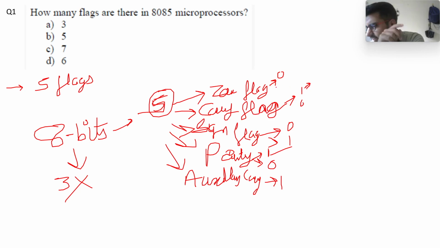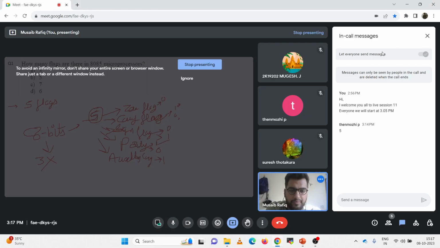And the zero flag, I think, let me just check. I am getting confused here. Okay, I think if the contents of the accumulator are 0, the zero flag is 0. Otherwise, it's 1. I hope I'm right here. Can someone correct me regarding the zero flag? If the contents of the accumulator are 0, it's 0. Otherwise, it's 1. Right?